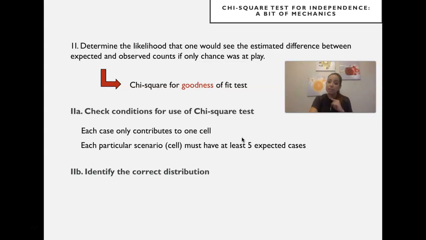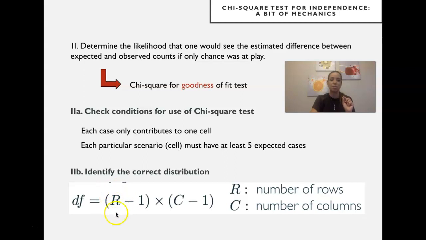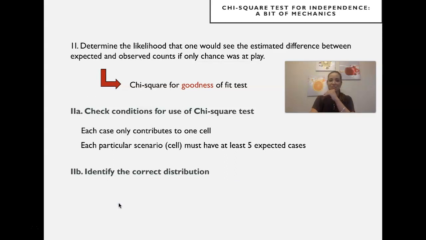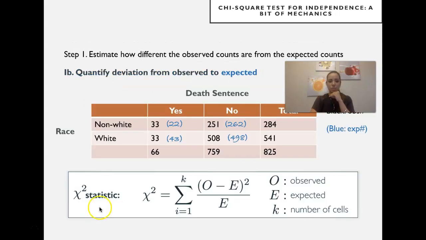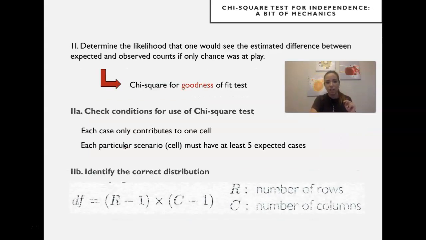Then we need to identify the correct chi-square distribution, because that depends on degrees of freedom. In this case, degrees of freedom is the number of rows minus 1 times the number of columns minus 1. So here, let's look. We have 2 columns, so we have 2 categories for death sentence. We do minus 1, that's 1. And we have 2 rows because we have only 2 race categories. So that's 2 minus 1, which is also 1. So in this case, we'll need a chi-square distribution with 1 degree of freedom, because 2 minus 1 is 1, times 2 minus 1, that's also 1. 1 times 1 is 1. All right.